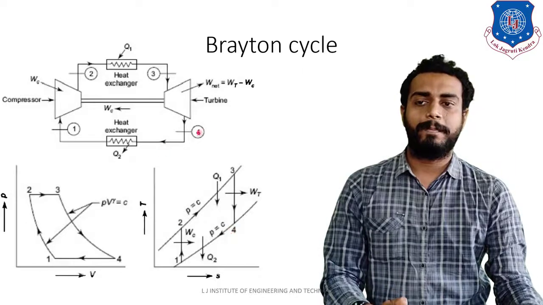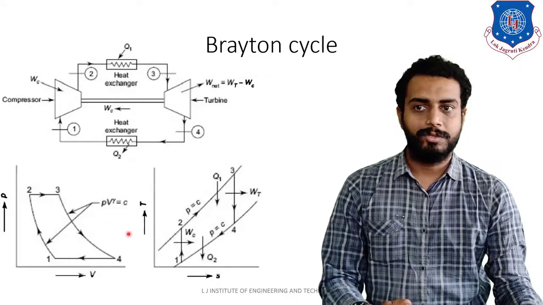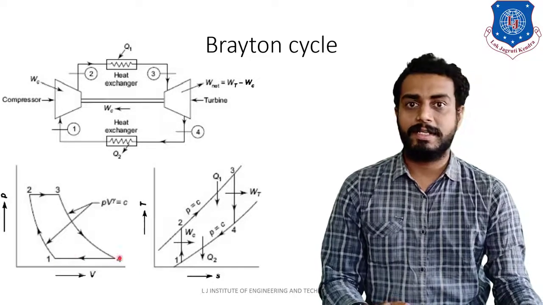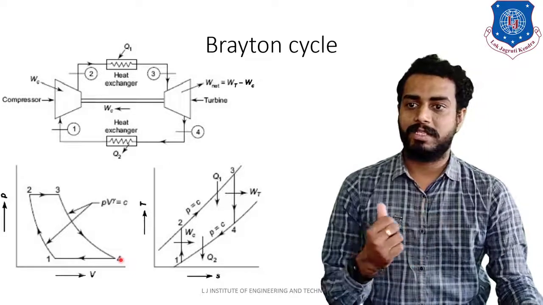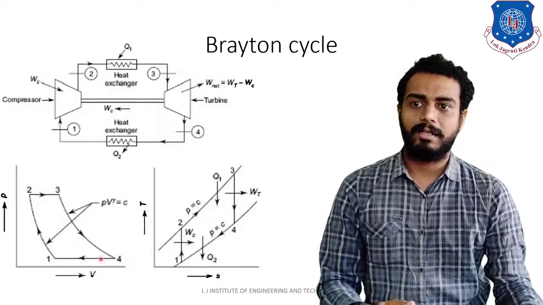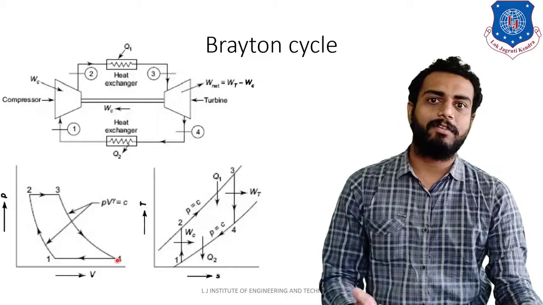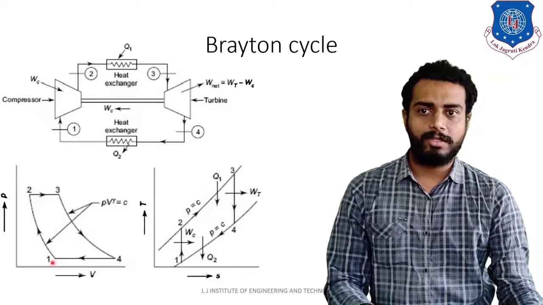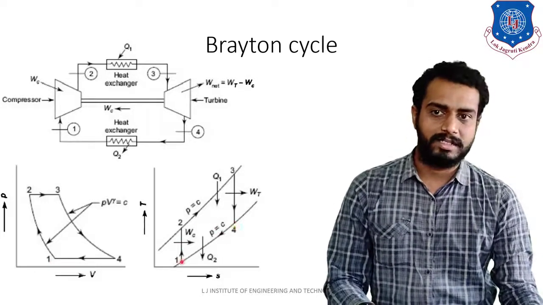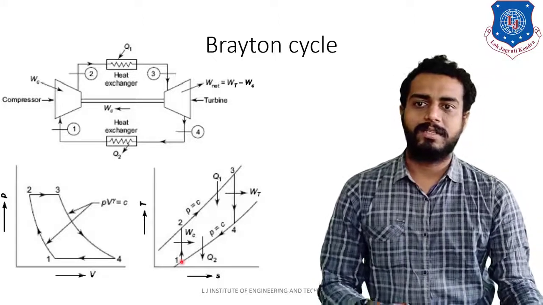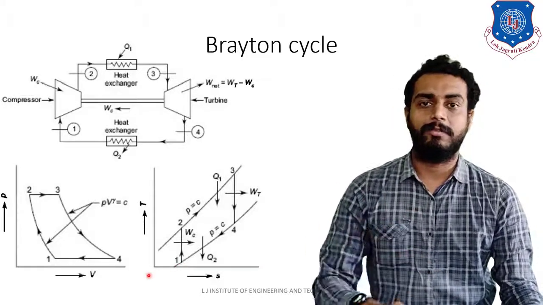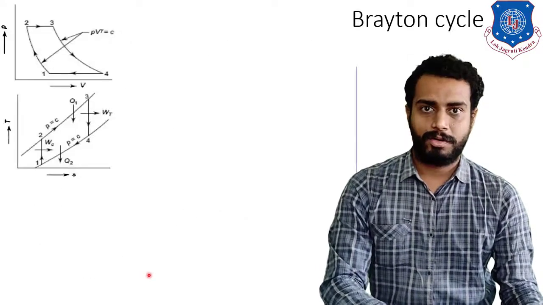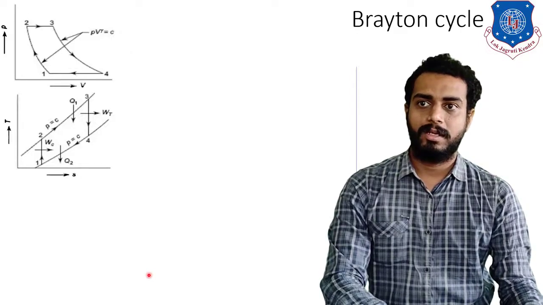Further, from 4 to 1, what will happen? The heat will be rejected to the ambient through the heat exchanger. In this 4 to 1, constant pressure heat rejection will take place, so you can see 4 to 1 is at the same pressure, but the heat is rejected, that is why the volume will decrease. And here the temperature will also decrease. So this is how this typical arrangement of the Brayton cycle will work. Now let us derive the equation for the efficiency of the Brayton cycle. In order to derive that, we will observe these two diagrams.